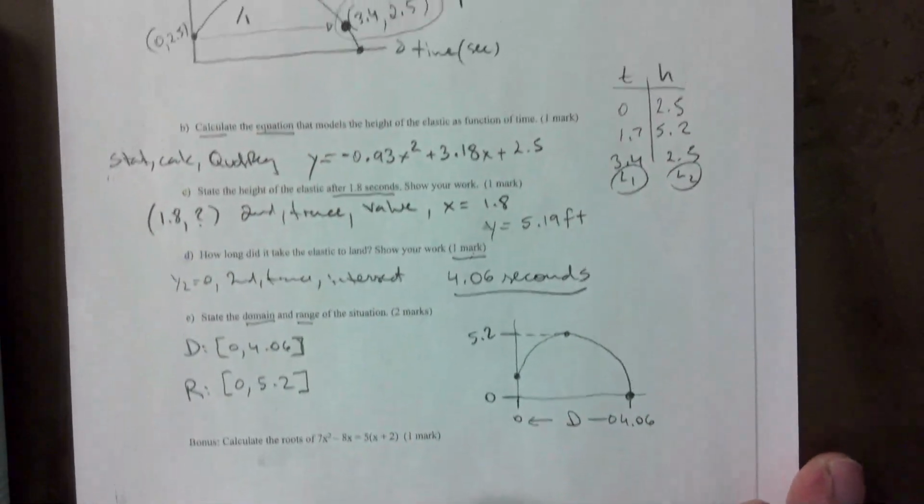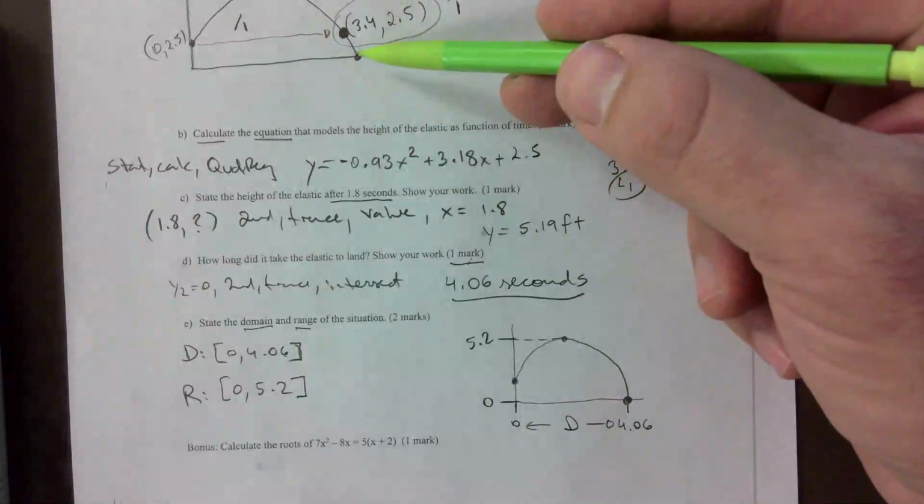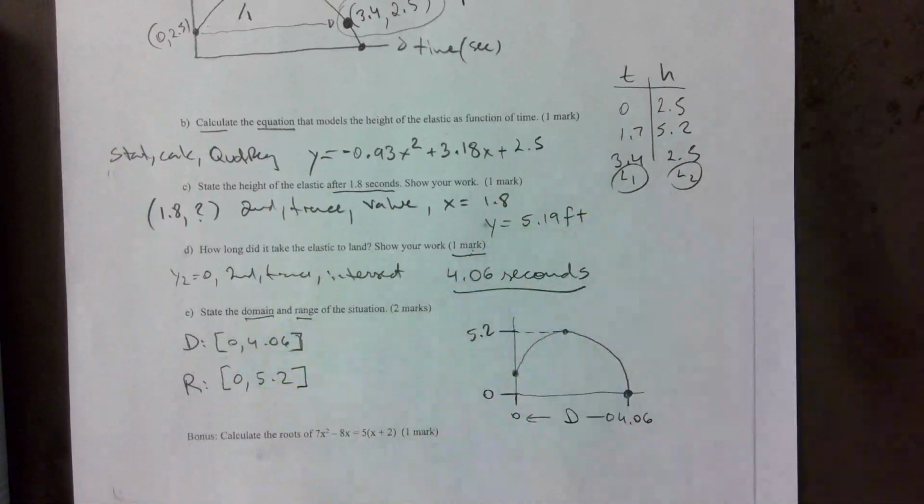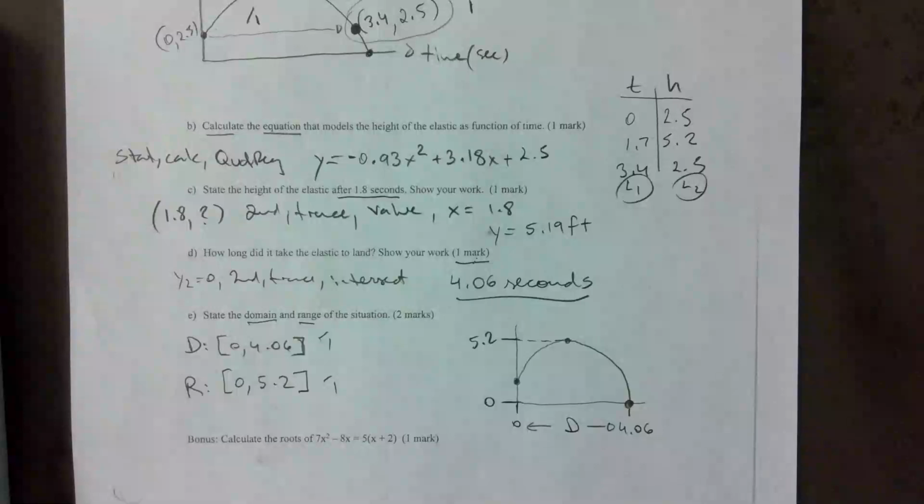Now, if you made your x-intercept 3.4, then technically I would expect you to go 0 to 3.4 here to be consistent. So if you make an error, just be consistent thereafter and you still stand to score a significant amount of marks. So 1 mark for each.